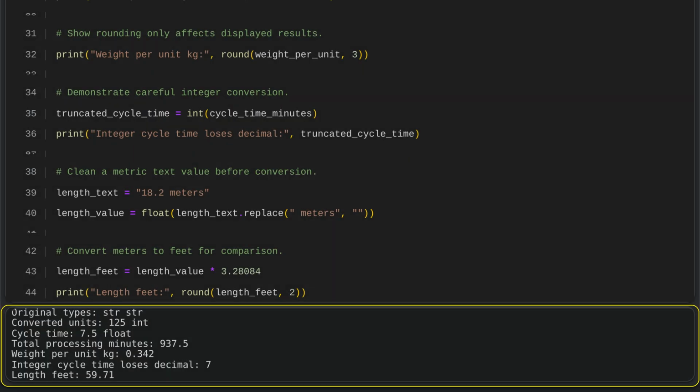This script shows how text that looks numeric must be converted before it can be used in calculations. It turns string values into integers or floating point numbers, then uses them to compute values such as total processing time, weight per unit, and a meter to feet conversion after cleaning non-numeric characters. It also demonstrates that rounding changes only how results are displayed, while converting a floating point number to an integer removes the decimal part. Overall, the focus is on how data type conversion affects engineering calculations and their results.